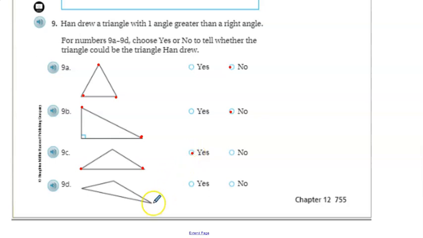And then if you look at this angle, that's a cute little angle, and that's a cute little angle. But this angle is spread out. It's kind of like somebody stepped on it and smushed it out. So that would also be yes, it's greater than a 90-degree angle.